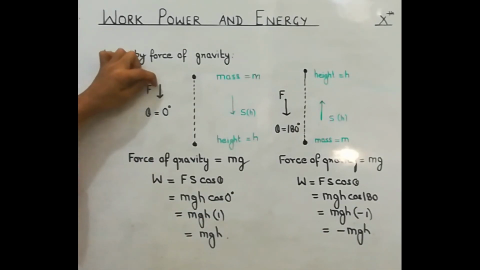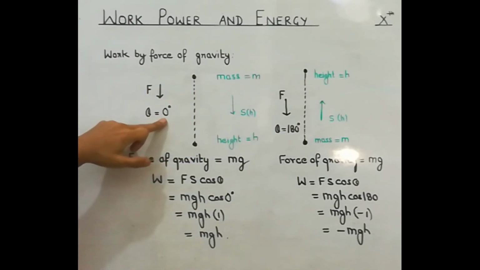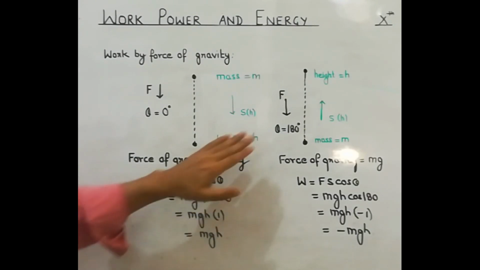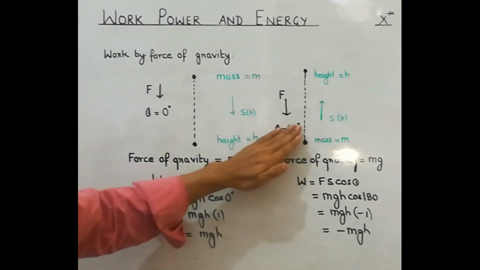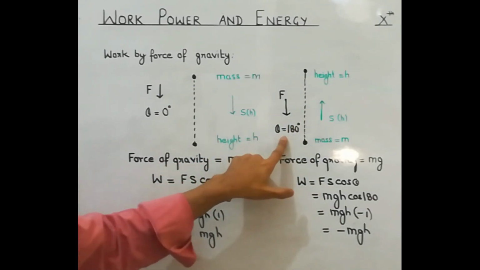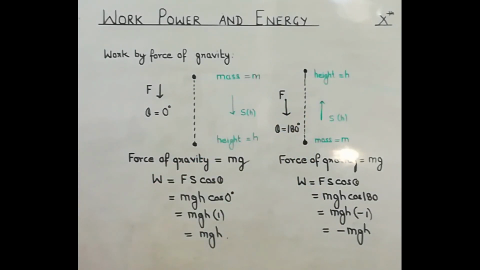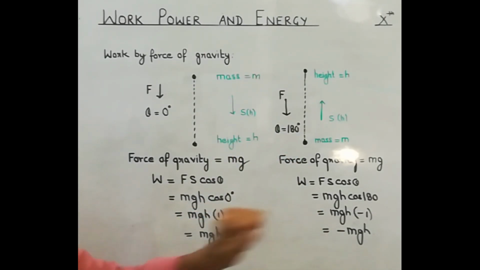See here, the force of gravity is in the downward direction, the body is also moving in the downward direction, so theta is equal to 0. In this one, the force of gravity will remain in the downward direction, but as the body is moving in the upward direction, the angle between these two will be 180, they are in the opposite direction, so work done will be negative. So here these are the two cases. If a body is moving downward, work done by gravity is positive, but if the body is moving in the upward direction, then work done by gravity is negative.